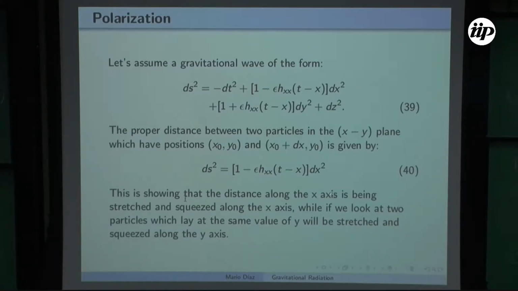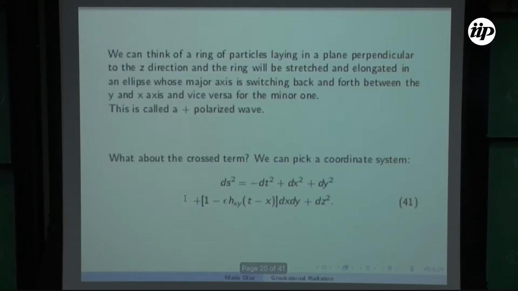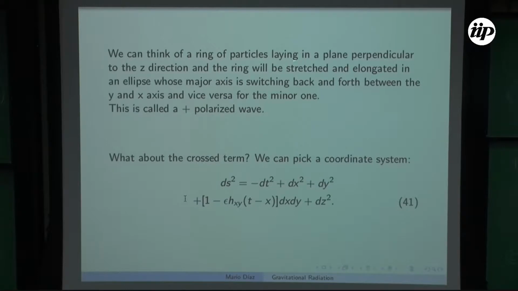So this is showing that the distance along the x-axis is being stretched and squeezed, while if we look at the two particles which lie at the same value of x, they will be stretched and squeezed along the y-axis. So we could think of a ring of particles lying in a plane perpendicular to the z direction, and the ring will be stretched and elongated into an ellipse where the major axis of the ellipse is switching back and forth between the y and x axis, and vice versa for the minor one. This is called the plus polarized wave.